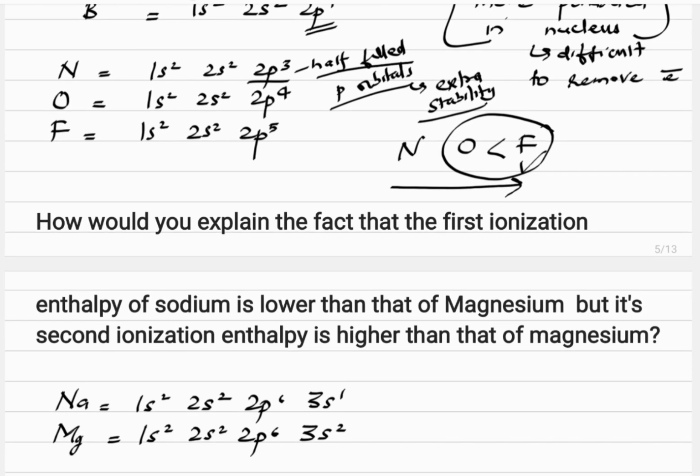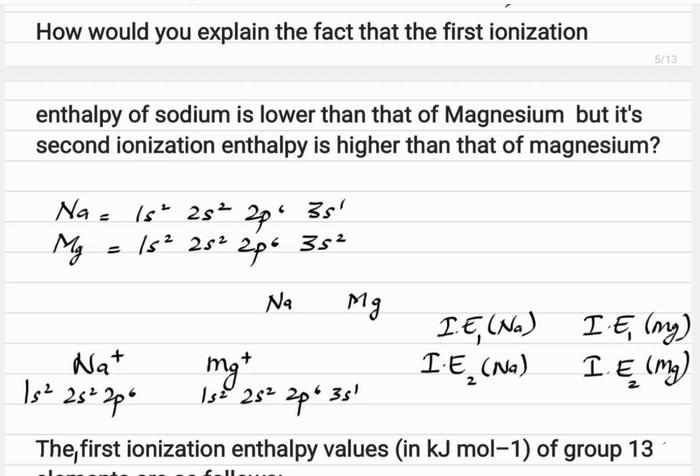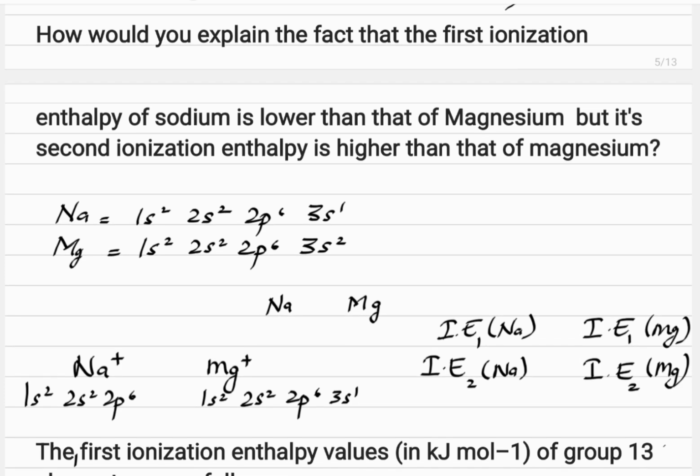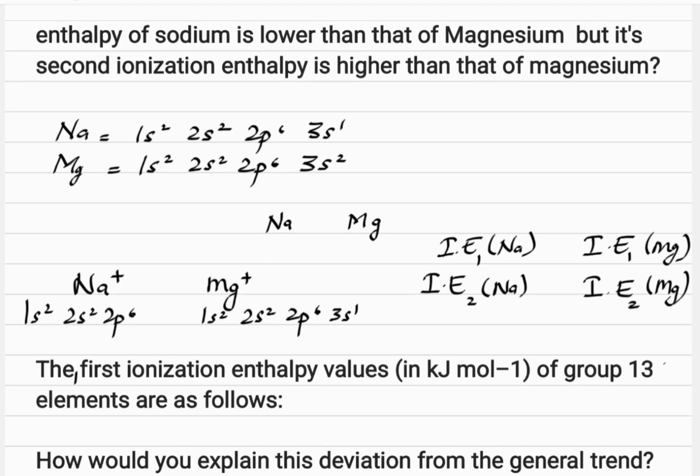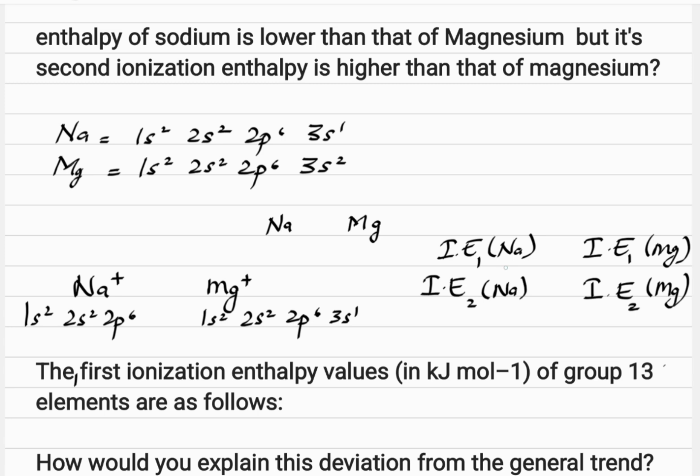Moving on to the next question. How would you explain the fact that the first ionization enthalpy of sodium is lower than that of magnesium, but its second ionization enthalpy is higher than that of magnesium? Okay, so sodium atomic number 11, and this is the configuration, and magnesium atomic number 12, and this is the configuration.